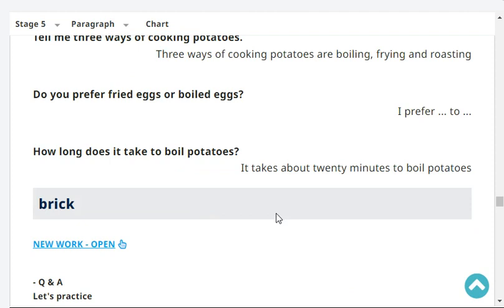Do you prefer fried eggs or boiled eggs? I prefer boiled eggs to fried eggs. Very good.